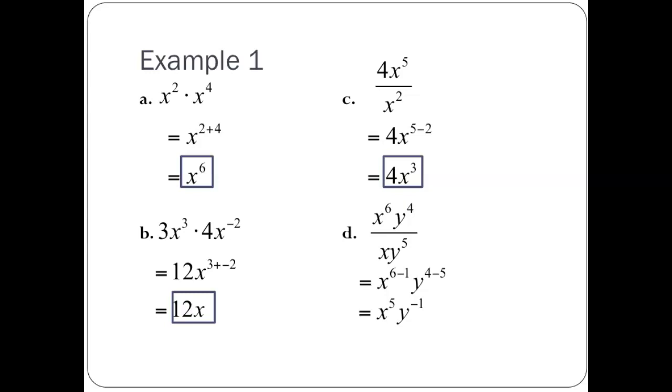and then this y to the negative first, we want to rewrite this with a positive exponent. So the way we do that is we take the negative off, so it's just y to the first, and then we have to move it into the denominator. So this is going to be x to the 5th over y to the first, or just y.